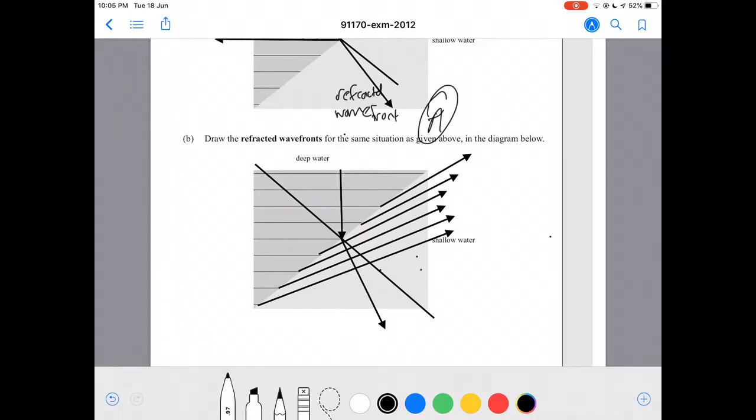Okay, so here's our refracted wave fronts. Okay, so diagram showing refracted wave fronts, approximately in the correct direction. So this should get you a merit grade, to get the correct wavefront in the correct direction. To get an achieved grade, you're looking at approximately in the correct direction or diagram showing reflected wavefronts. So to achieve this, any two of those points.